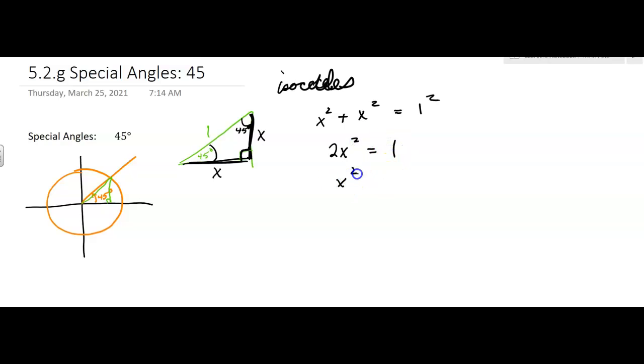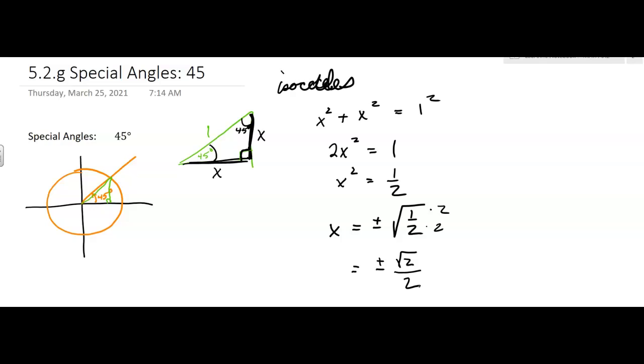Divide both sides by 2. Take the square root of both sides. Now, we're going to go ahead and rationalize the denominator, so we multiply by the square root of 2 over the square root of 2. So x is plus or minus the square root of 2 over 2.